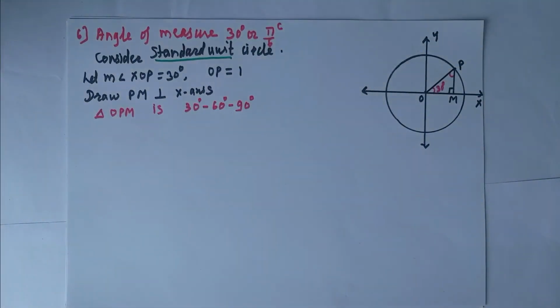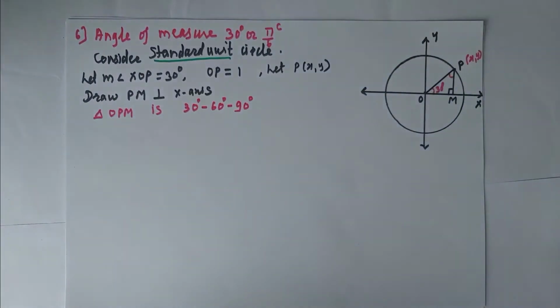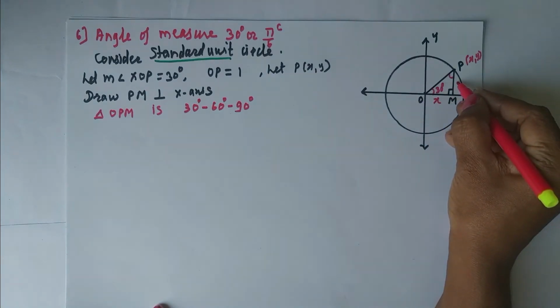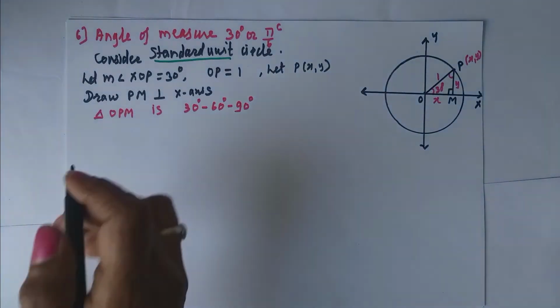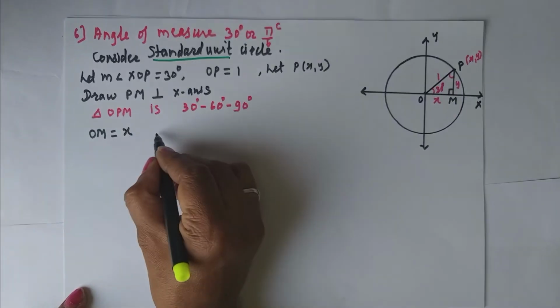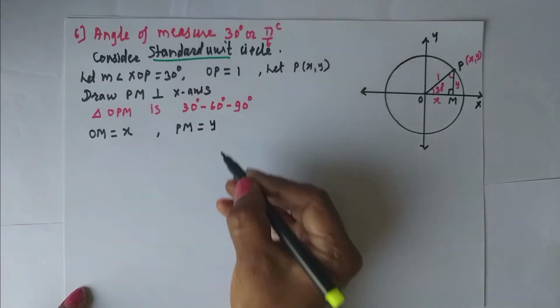Okay. Now we have to find all 6 trigonometric functions. Let P have coordinates x, y. Then what is this x? This OM is nothing but x and PM is y and OP is radius, it is 1. What is this OM? This OM is nothing but the x coordinate of point P and PM is what? PM is the y coordinate of point P.